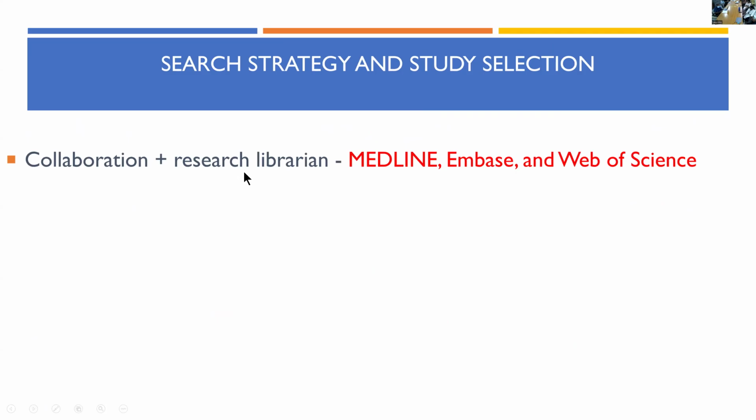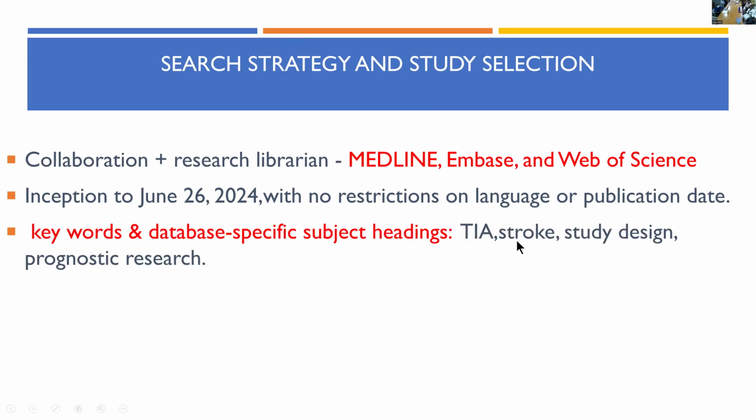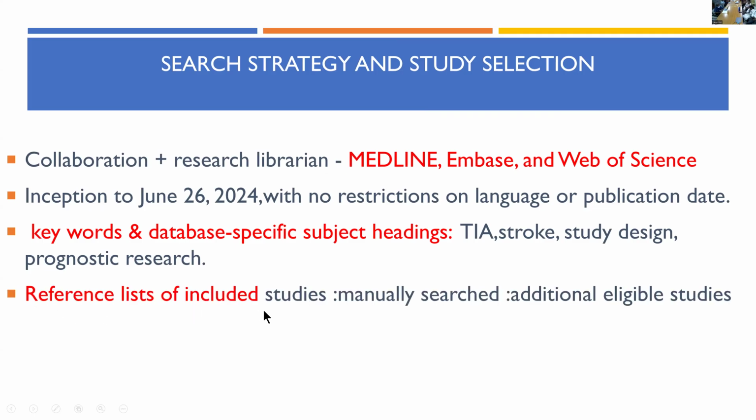So then there was a collaboration with the research librarian, Medline, Embase, and Web of Science. They searched up to June 26, 2024. The article was published in 2025. So generally, within 6 months of your publication, you should have done a repeat search. They could have actually done a repeat search just before this, but it's not bad. They've done it up to June 26, 2024. The key words were TIA, stroke, study design, and prognostic research. They have done reference list searching. Suppose you get one prognostic study.